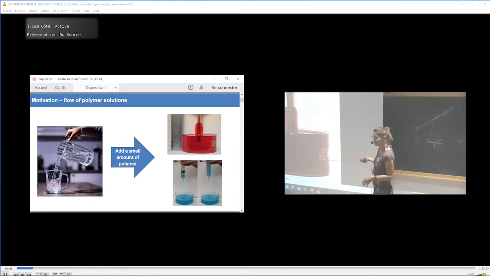This is a situation that I guess most of you have seen at home. This is what is called rod climbing. You plunge a rod into a liquid, you rotate, and when you do that, you can see that the liquid will actually climb up the rod. So this is, let me just stop that here. So this is not what should happen.